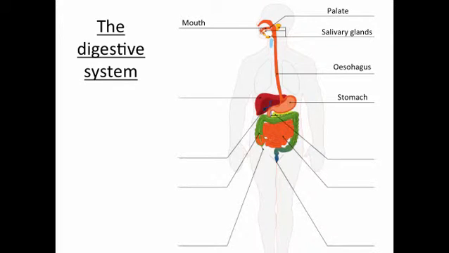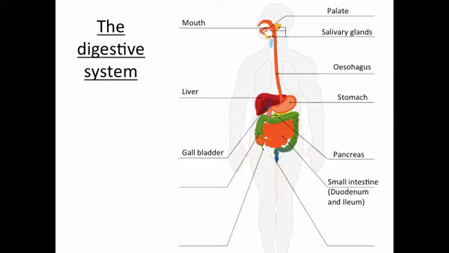Then the food arrives at the stomach. Next to the stomach you'll see the largest internal organ of your body, which is the liver. Inside the liver you've got the gallbladder. We'll learn more about that in the next lesson. Just underneath the stomach you have the pancreas. Food exits your stomach and passes into the small intestine. The main parts of the small intestine you need to know about for IGCSE are the duodenum and the ileum. The first part of the small intestine is called the duodenum, and the main wiggly part you can see in the middle is the ileum.